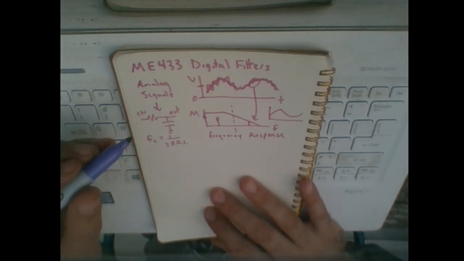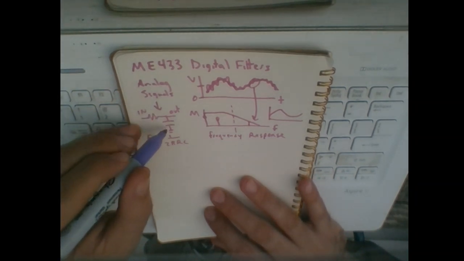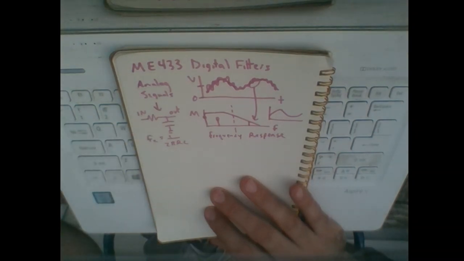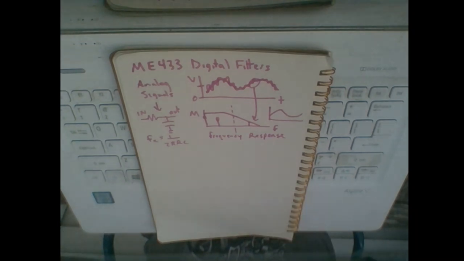Now, we don't always have the option to build an RC filter. Maybe we're getting data from something that's inherently digital. We're getting data from an accelerometer, and most accelerometers these days, they don't output a voltage, they give you a number. So we can't put a digital number into an RC filter like this. We have to do it digitally.